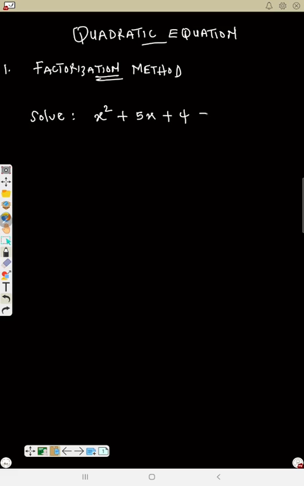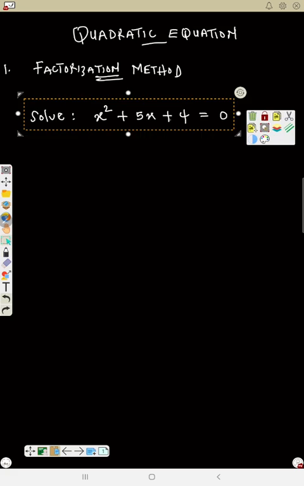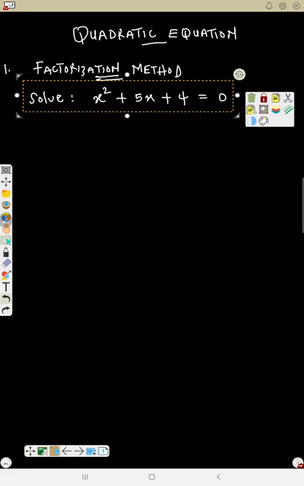plus 4 equals 0. Now to solve this, x squared plus 5x plus 4 equals 0. Now that I said solve, you can see I said it's equal to 0. But if I say factorize, then it should not be equal to 0. So in this case I'll solve for x, because my question is now equal to 0. But because it's equal to 0 does not change anything. So the first thing we still need to do is to find the product and the sum.